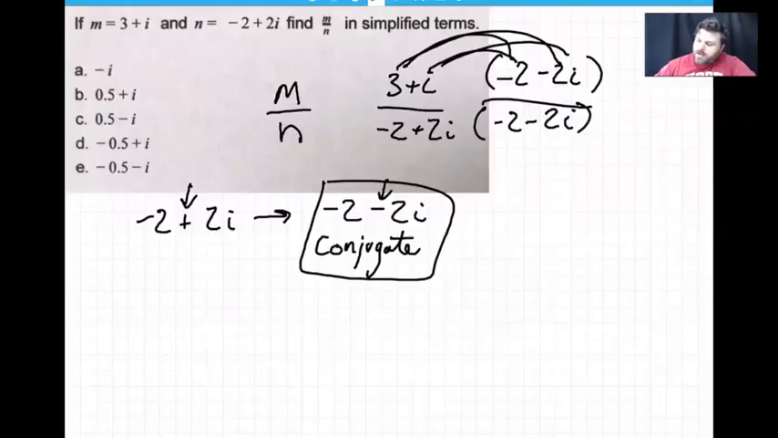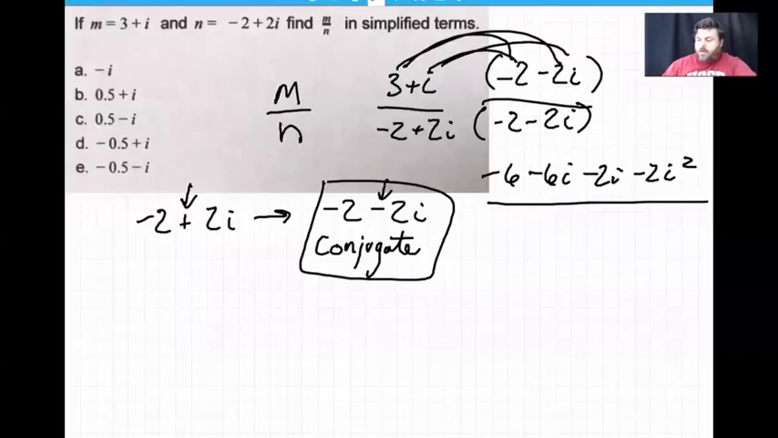So 3 times negative 2, that's negative 6. 3 times negative 2i, that's negative 6i. Then we distribute the i times negative 2 is negative 2i. i times negative 2i is negative 2i squared. Okay, that's the top.